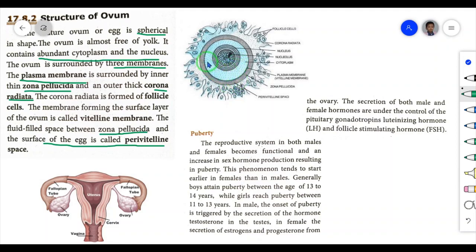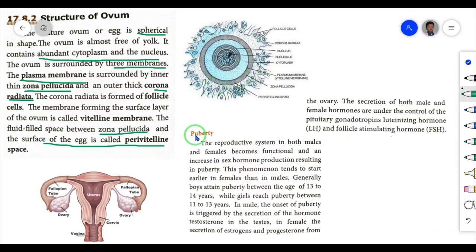This is the cytoplasmic region. Abundant cytoplasm is present, and this is the nucleus and nucleolus. Understand, children? Once again, the mature ovum is spherical in shape with abundant cytoplasm, and the nucleus is at the center. Three membranes are there: the plasma membrane, zona pellucida and corona radiata. The corona radiata is formed by follicle cells. Then the space is known as the perivitelline space.